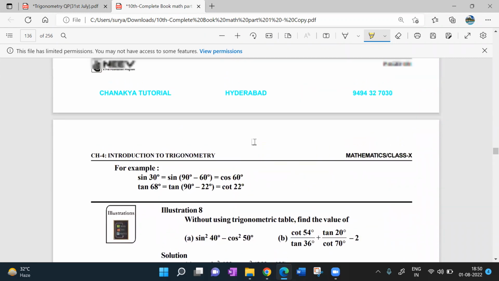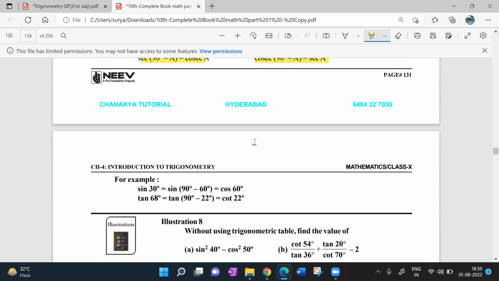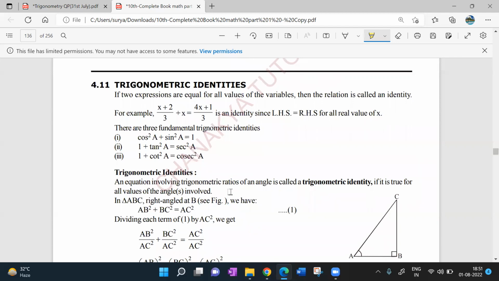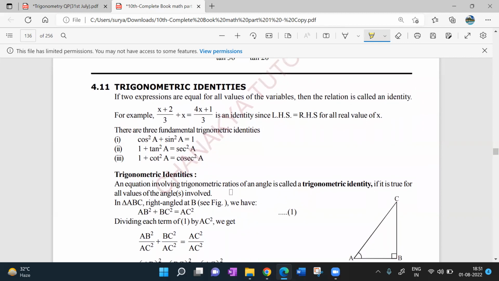We are about to finish this question, right? Everyone solve this illustration 8. Have we done with illustration 8? I think we have done, I think we have finished that. And after this, we have done with trigonometric identities as well. Look at it, trigonometric identities. These are the 3 important identities.